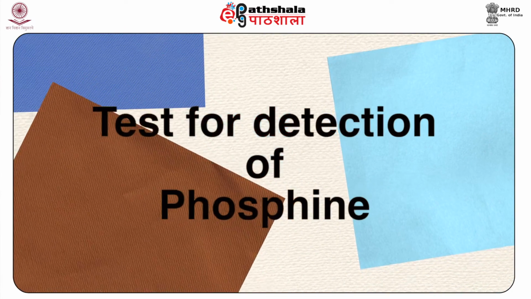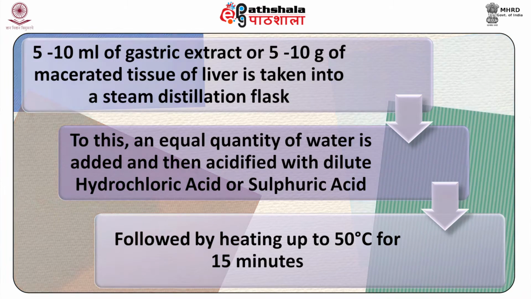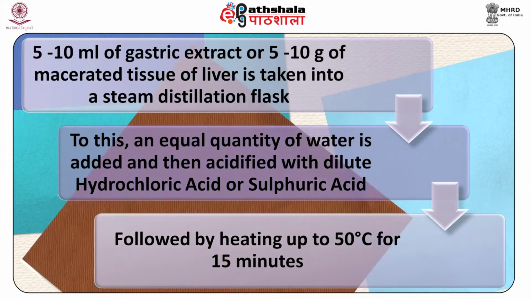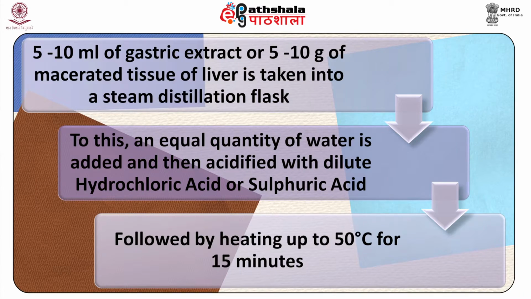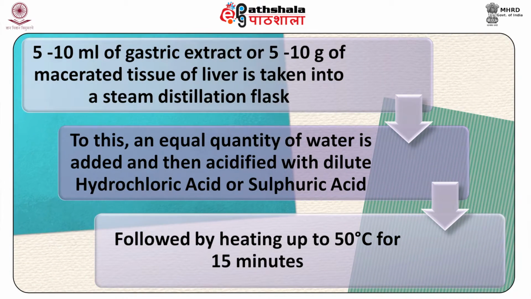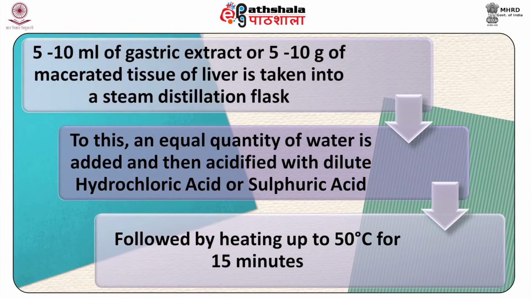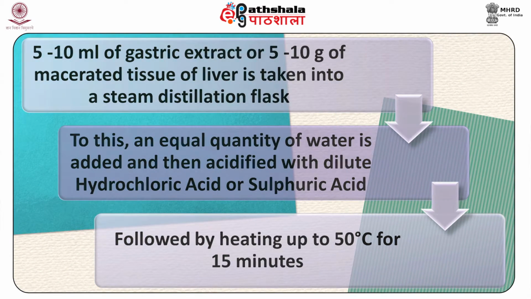Second is test for detection of phosphine. 5 to 10 ml amount of gastric extract or 5 to 10 grams of macerated tissue of liver is taken into a steam distillation flask to which an equal quantity of water is added and then acidified with dilute hydrochloric acid or sulfuric acid, followed by heating up to 50 degrees Celsius for 15 minutes. The distillate is collected in an ice-cold receiver containing 5 ml of 1% silver nitrate solution by dipping the adapter into it. If phosphine is present, the solution will turn black.